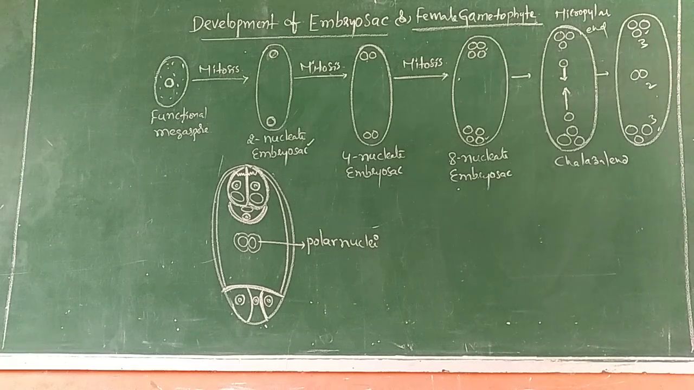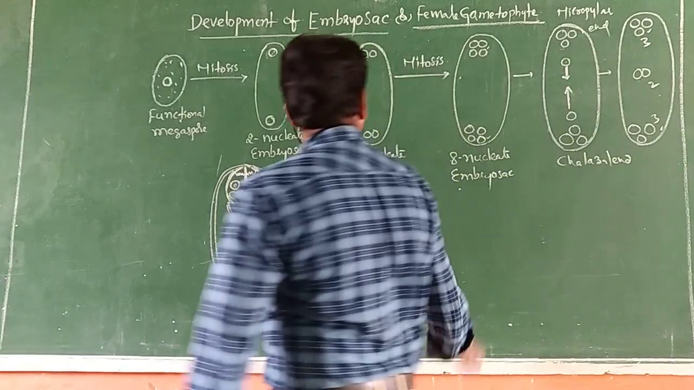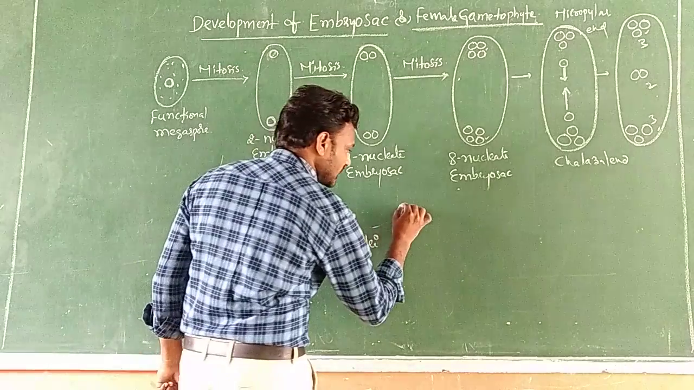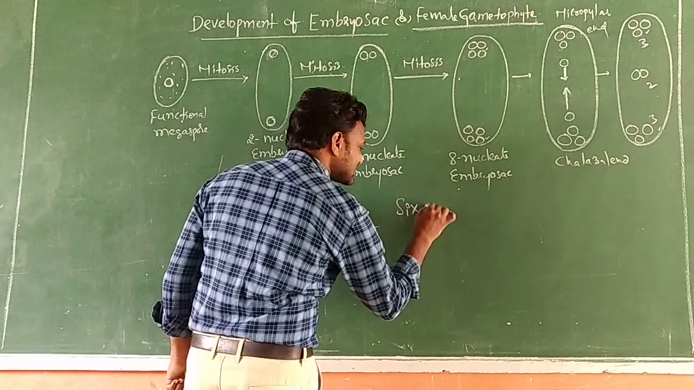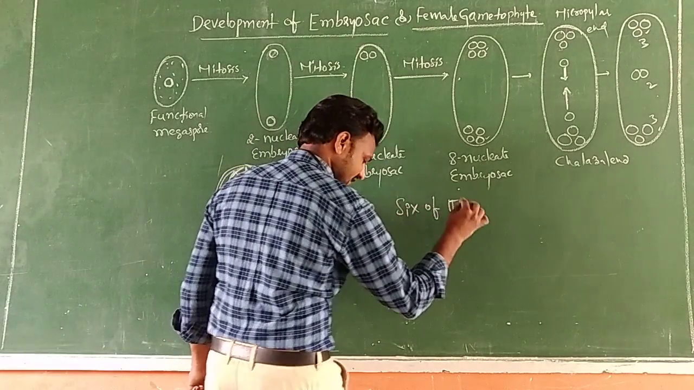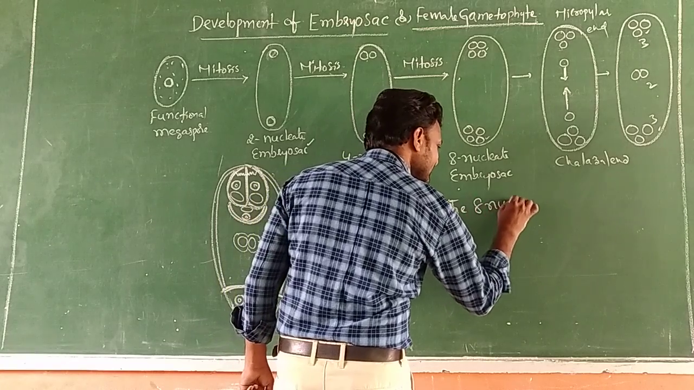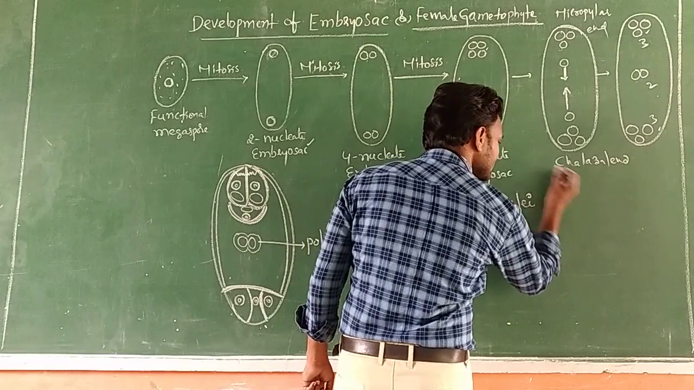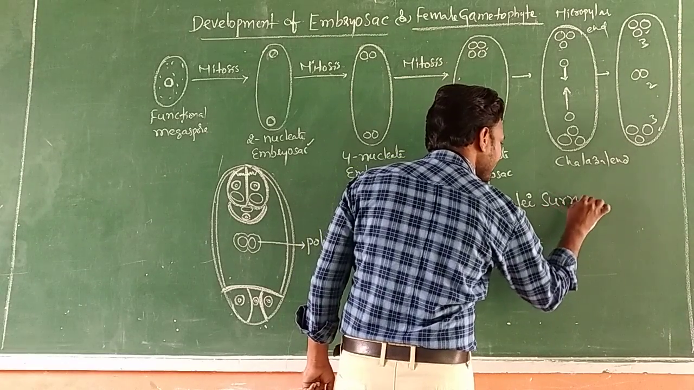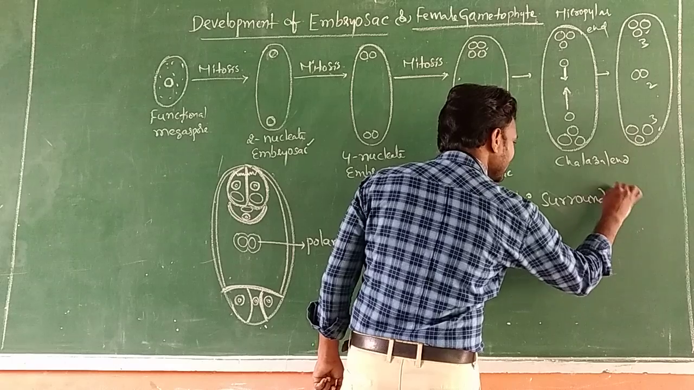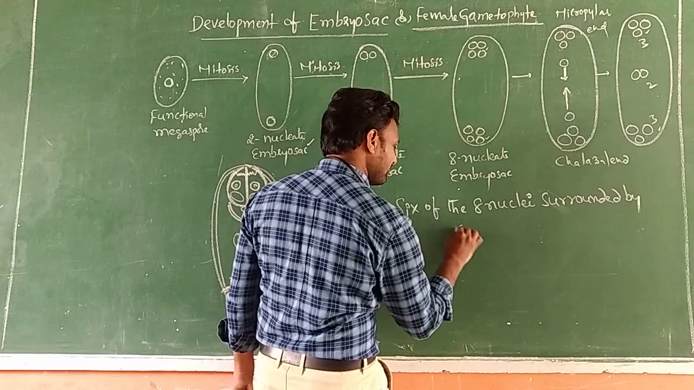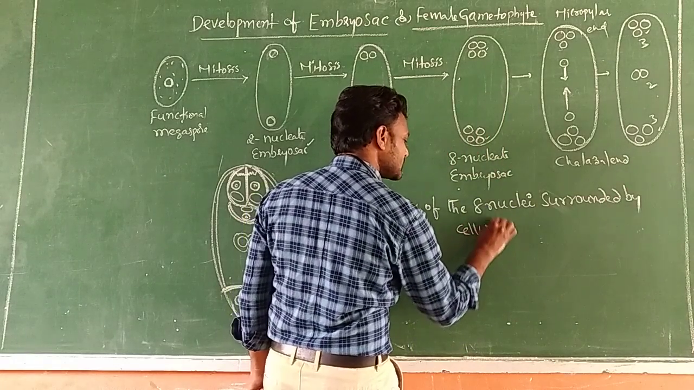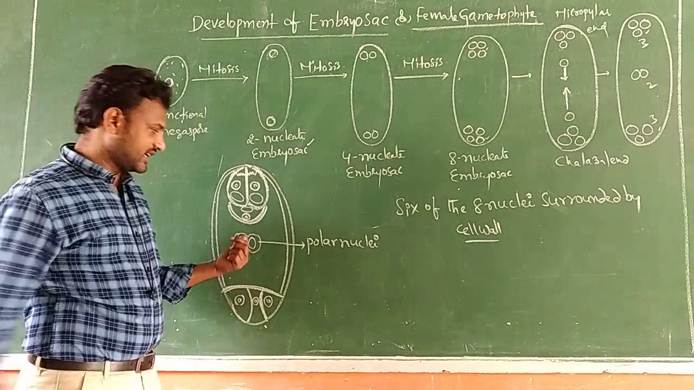Out of 8 nuclei, very important first point. You observed 6 of the 8 nuclei are surrounded by cell wall. You see the diagram.